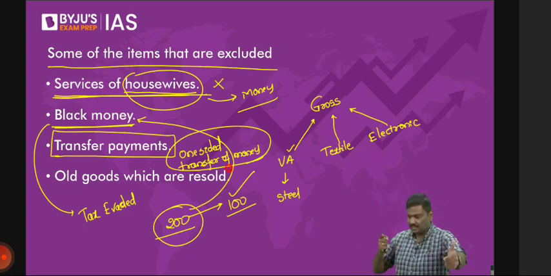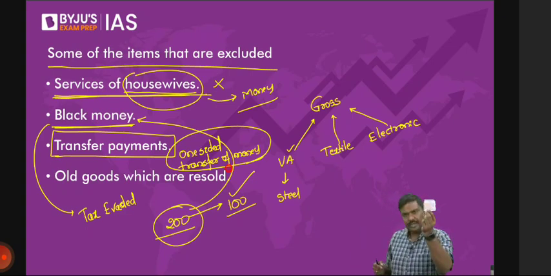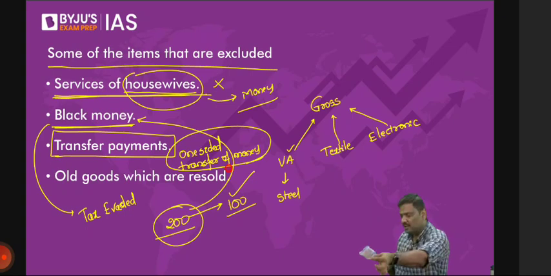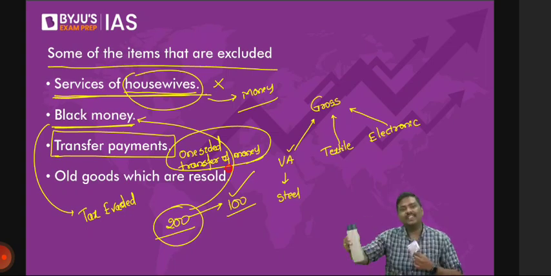So what do you mean by this? Imagine I have this 100 rupee. I will go to the market. I will purchase a bottle or let's say a product and I'll pay 100 rupee. I hope you understand this. Is there an exchange of goods and services? Yes. And I've paid 100 rupee.